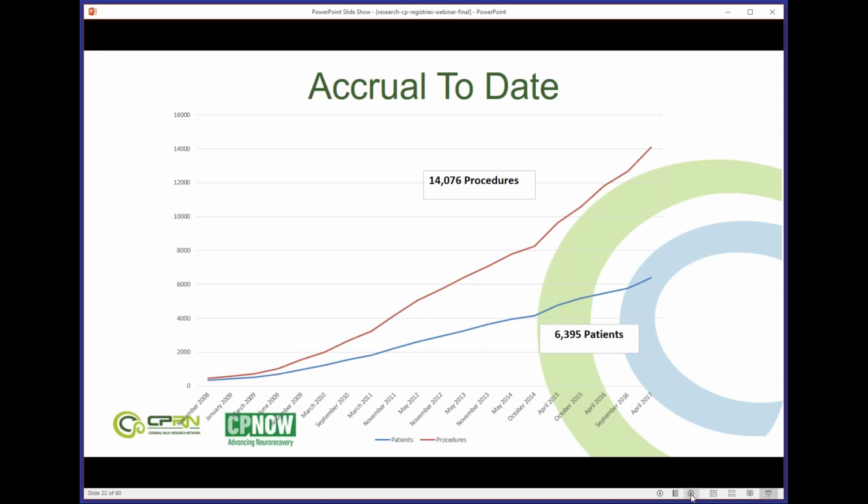So this is our accrual to date again, so 14,000. You can see each acceleration there is usually the addition of sites. And that's where we were as of last week, actually, and 6,400 patients.